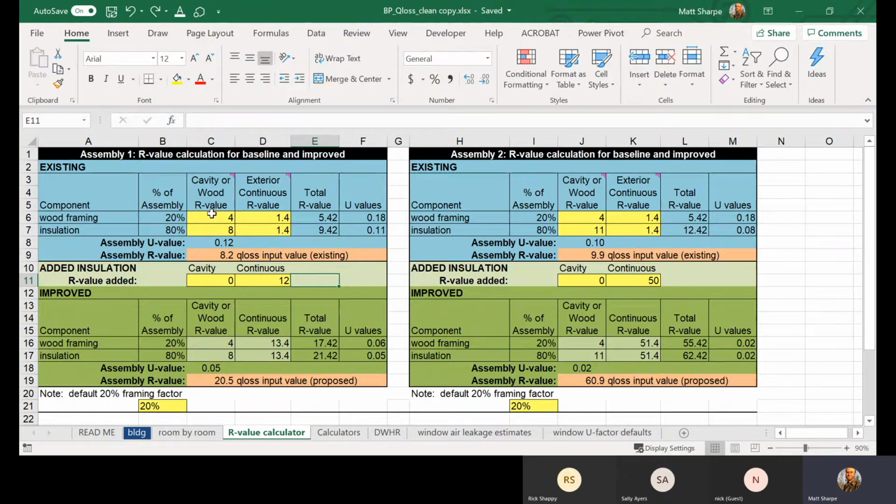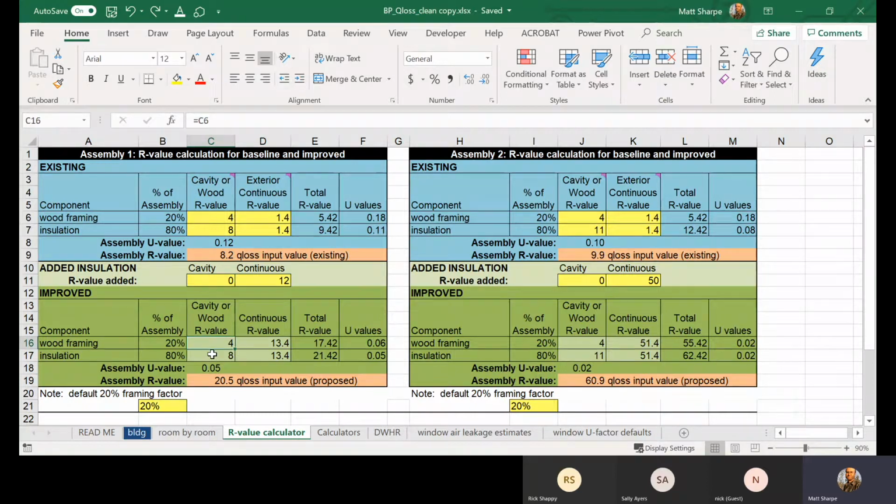The way it's set up is that you have an existing assembly, and then you add either insulation to the cavity or insulation to the continuous. That will then result in these non-edited cells, including these input values. And then it'll calculate an average assembly R value. The default is that 20% of the walls or whatever assembly is framing and 80% is cavity. You can change that if you know there's a lot more framing or less framing than typical, but that's pretty typical. If you're gutting something or removing insulation instead of adding to, you can just ignore the added part, and you know this is sort of cumulative from this one to this one equals the lower one.